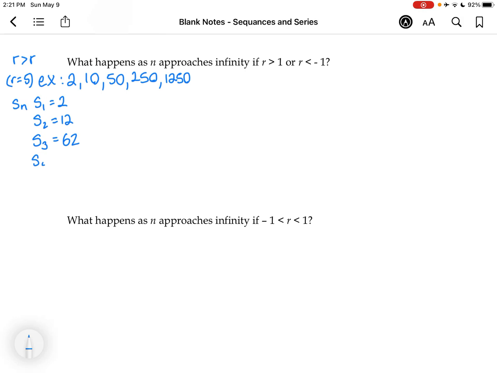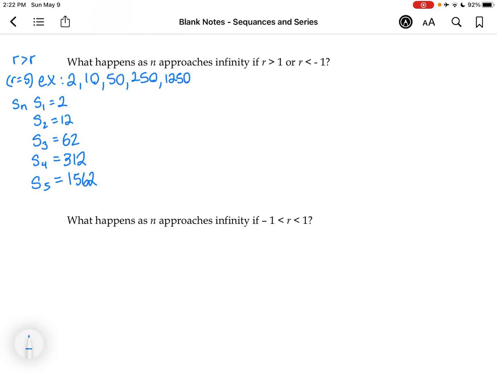Then S4 is 2 plus 10 plus 50 plus 250. Up to S3 it's 62, so 62 plus 250, I'm doing this on a calculator by the way, is 312. And S5 is going to be 1250 plus 312, because it's the first 4 terms plus the next term, which is 1562. Okay, so let's see what's happening.